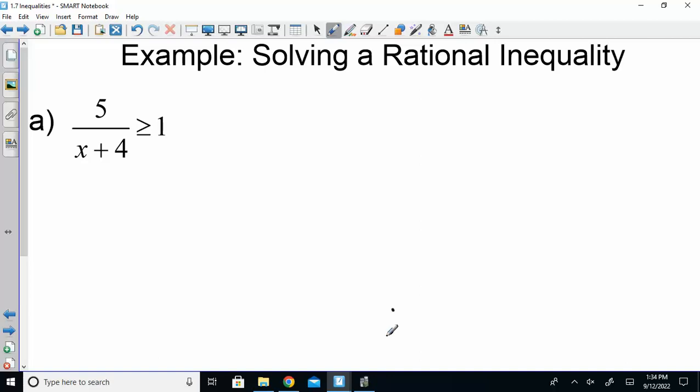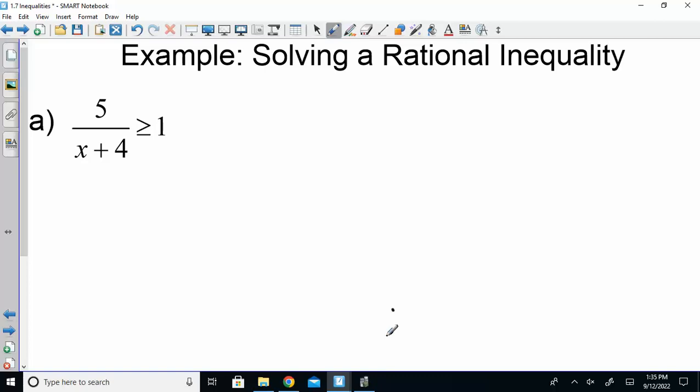Okay, these are different. Because if it were an equal to, what would you do first? Multiply that x plus 4 and get rid of the fraction. Absolutely. But here's the problem. Do you know if x plus 4 is positive or negative? No. And if you multiply by a negative, what has to happen? Flips the sign. So I don't know if I would flip the sign or not, so I can't do that. So when you have inequalities, you can't multiply by a variable.